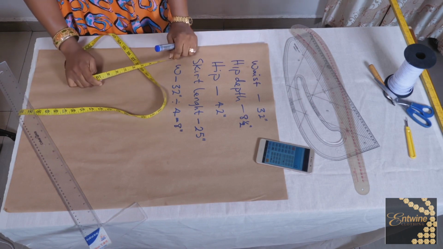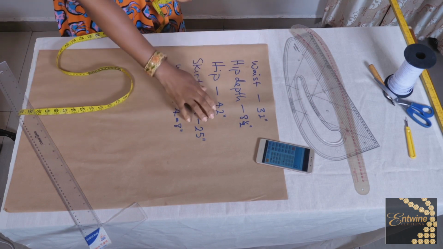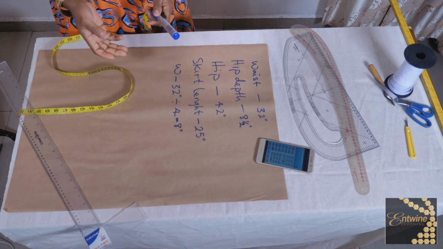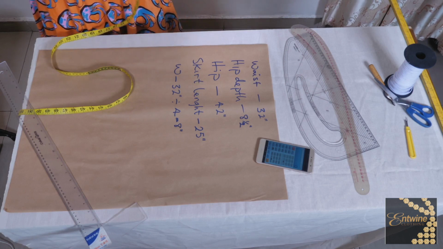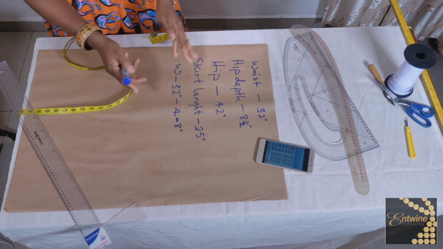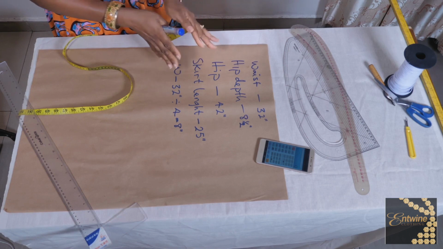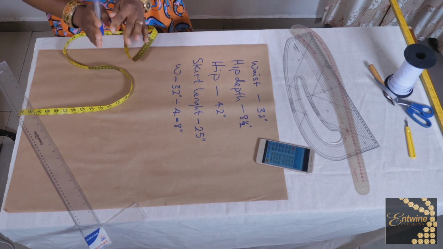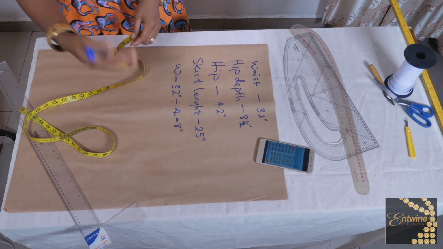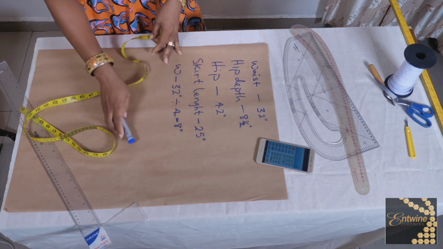The next measurement we're going to divide is the hip. So we're dividing by 4 because you're going to be working on one side of the front and one side of the back. Okay? So one side of the front pattern, one side of the back pattern. That's why we're dividing by 4. You get to see this more when we get into the main draft.